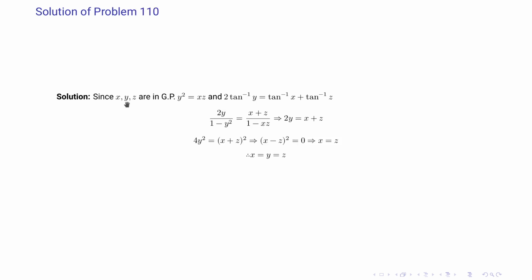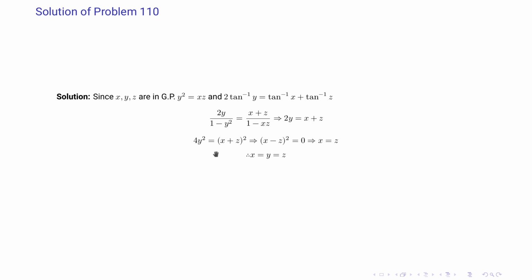So given that x, y, z are in GP, y square is equal to xz. Now tan inverse x, tan inverse y, and tan inverse z are in AP, so we write 2 tan inverse y is equal to tan inverse x plus tan inverse z. Now this gives 2y by 1 minus y square is equal to x plus z by 1 minus xz. Now y square is equal to xz, so we can cancel out the denominator part, resulting in 2y is equal to x plus z.